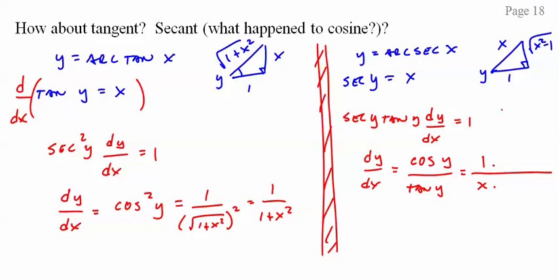Tangent is opposite, x squared minus 1, over adjacent, which is just 1. So we're done. And we have to put an absolute value around the x. I actually leave that as an example. There's lots of different reasons why we have to do it.